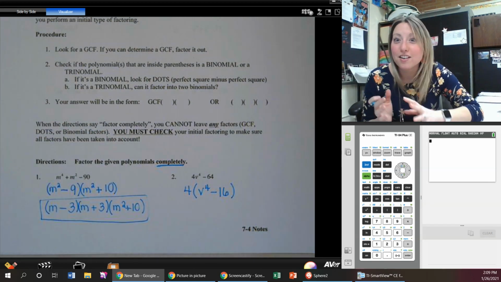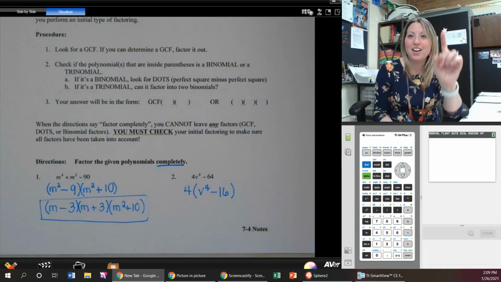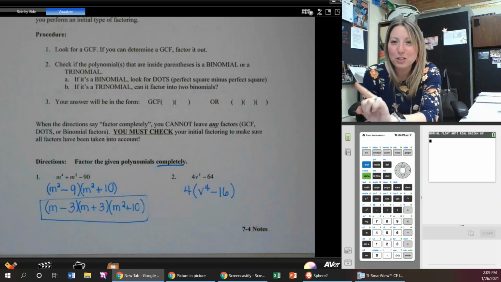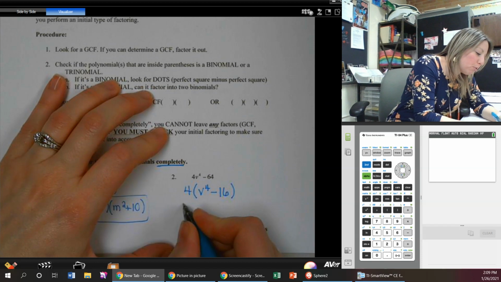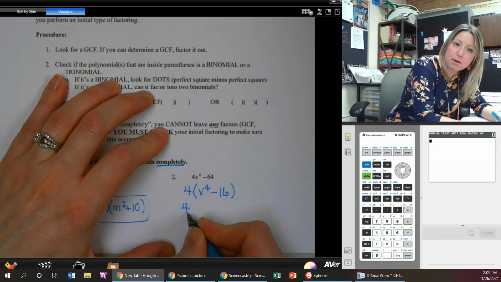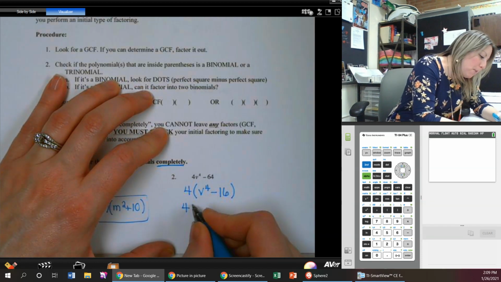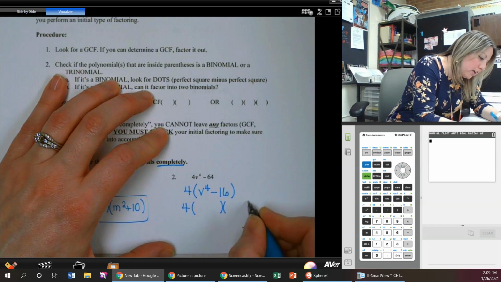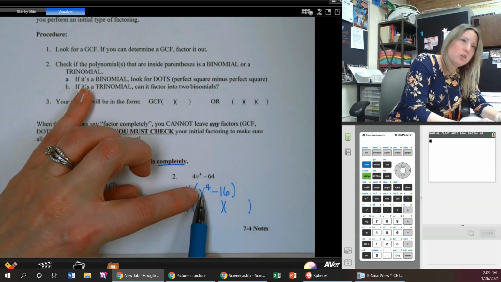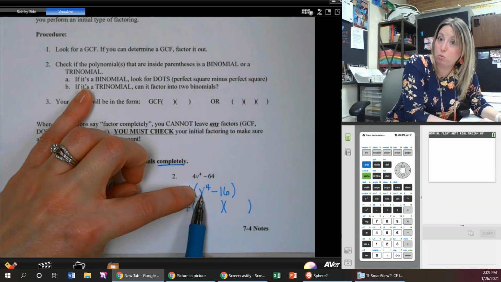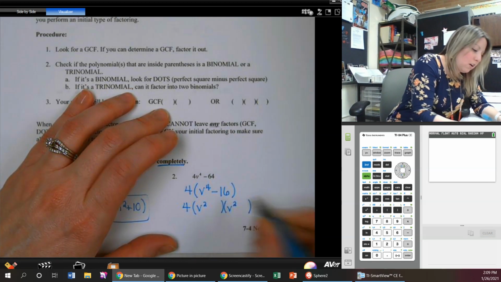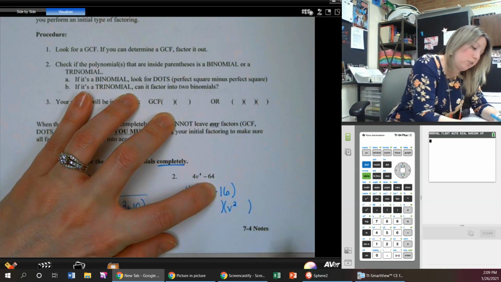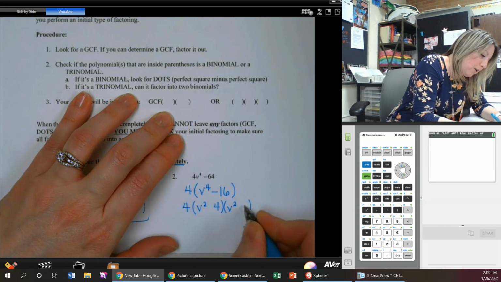Look at my leftover. It's a perfect square minus a perfect square. It's dots, so I can factor it again. Bring down your factor that's not going to get messed with because it's all done. Make 2 empty sets of binomials. Square root of v to the 4th is v squared, so that's going to go in the fronts of both of my binomials. Square root of 16 is 4, so that's going to go in the backs of both of my binomials. And then, of course, different signs between them.